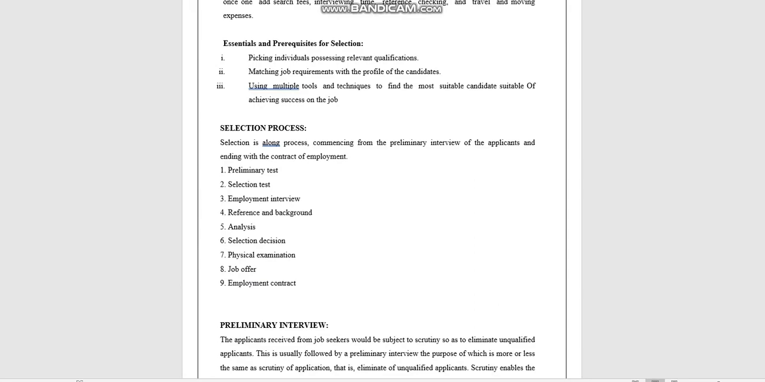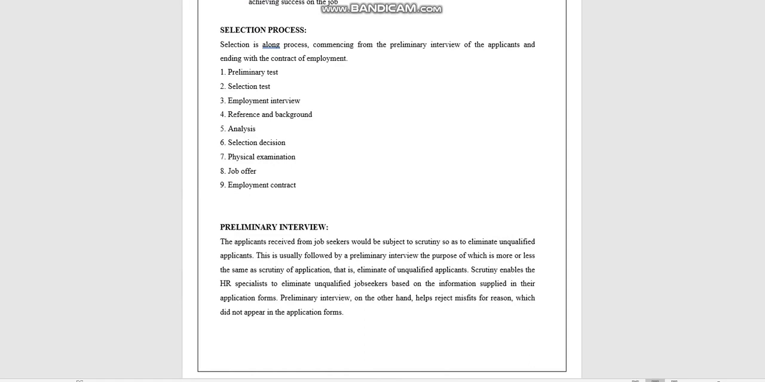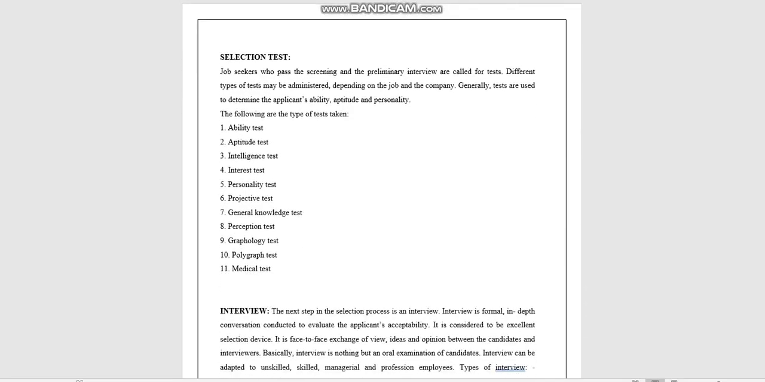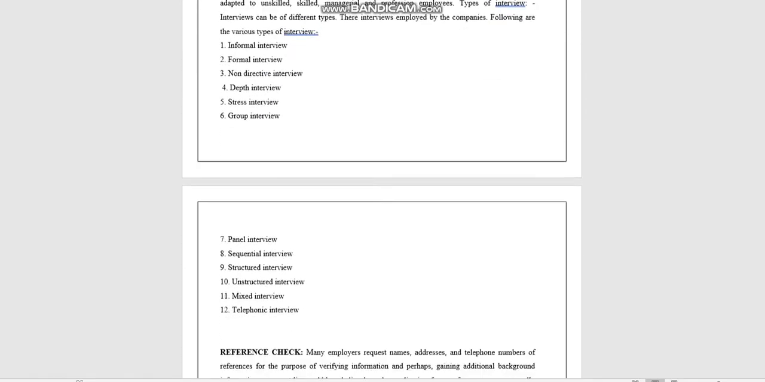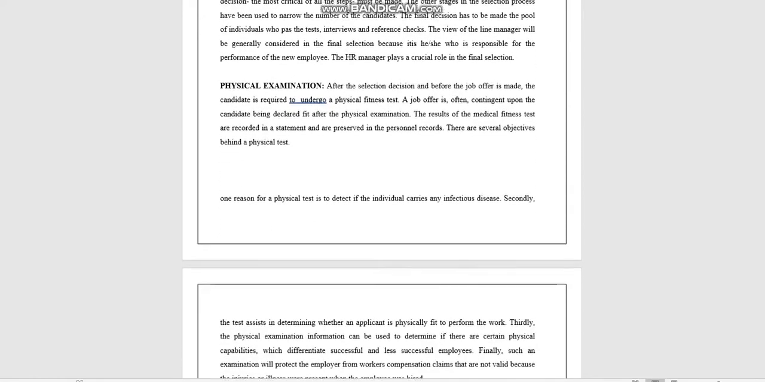So the selection process will carry out various rounds of interviews. Various rounds of interview process will be conducted in sectors and they will be selecting a particular candidate. So this is about the general introduction related to the recruitment and selection process.